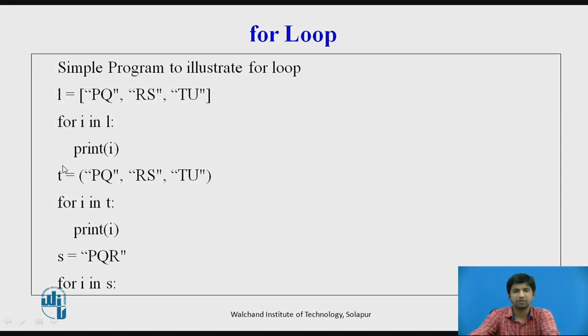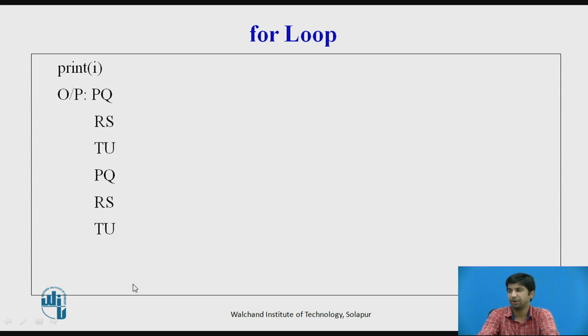Then second, this is a tuple. A tuple is enclosed in round braces. So for i in t, print i. Again the same thing: i takes the values PQ, RS, TU, and it will go on printing PQ, RS and TU. Now the third thing is a string. The string is given as PQR. For i in s, print i.